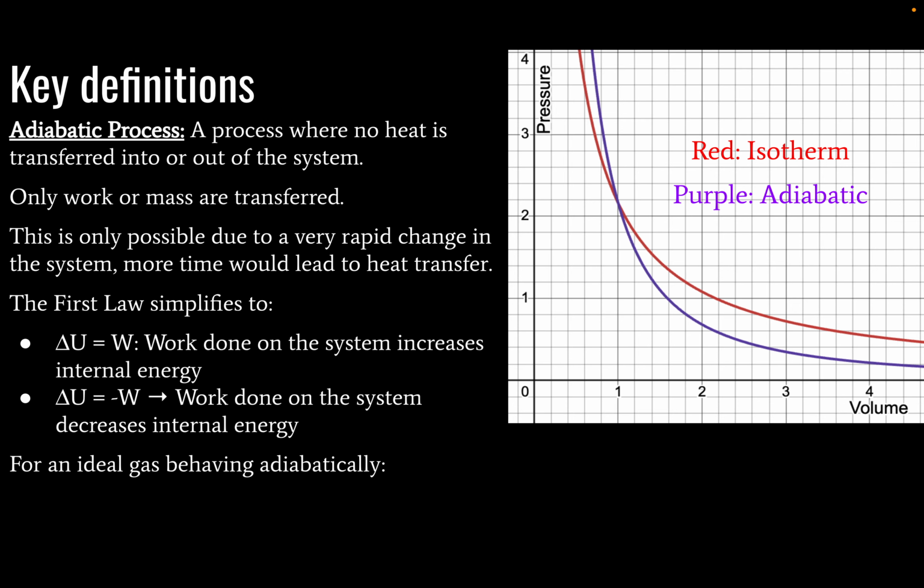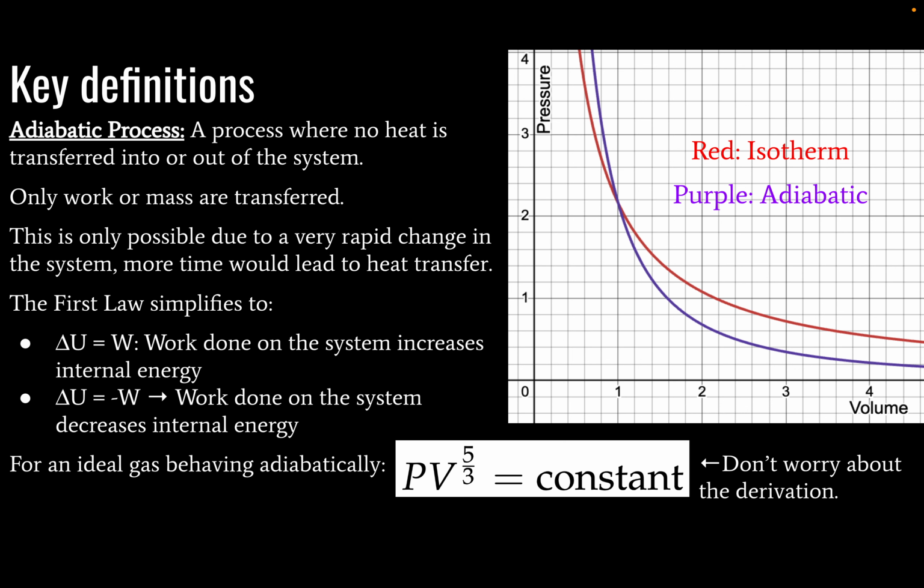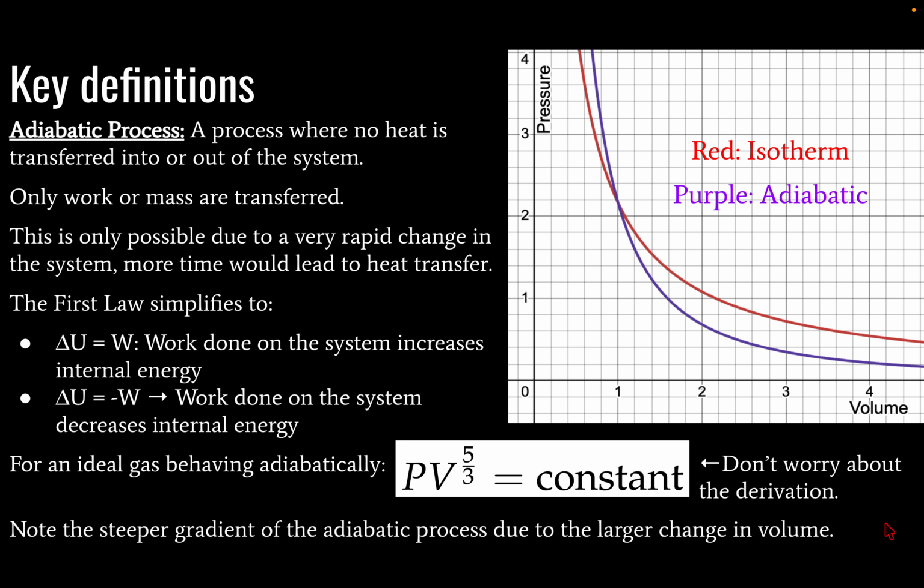If we have an ideal gas behaving adiabatically, then we get this equation in which pressure times volume to the 5/3 power is constant. You don't need to worry about this derivation. It's not part of the IB Physics curriculum. If you're interested, I'm sure you can find a video on it somewhere. Note that the steeper gradient of our adiabatic process is due to a larger change in volume relative to the isotherm.